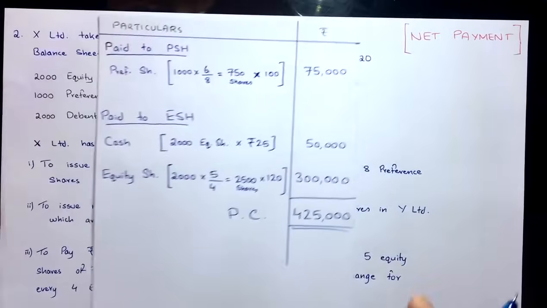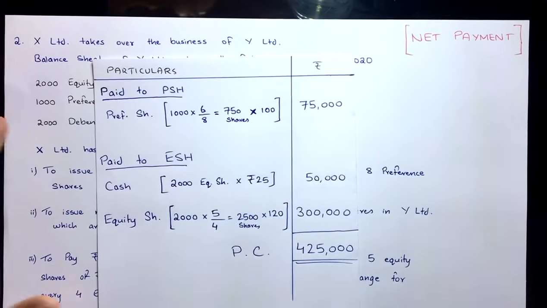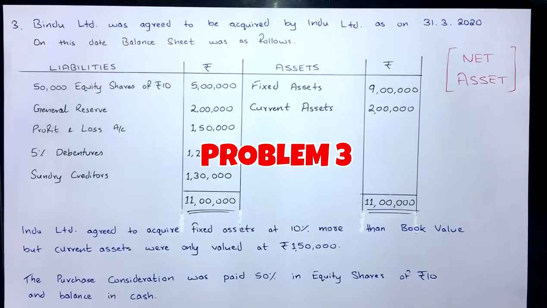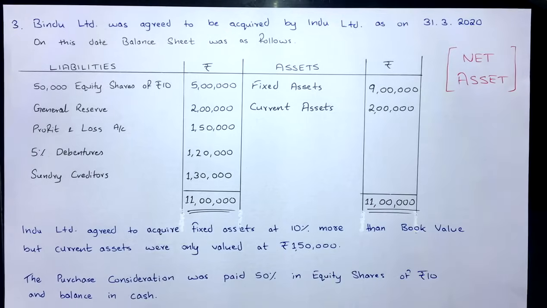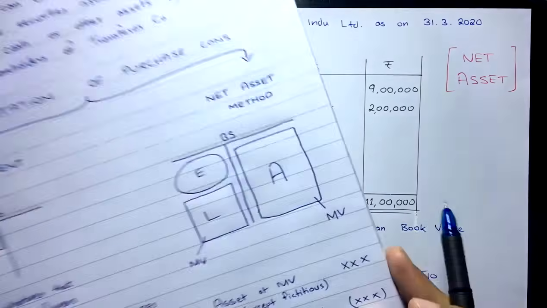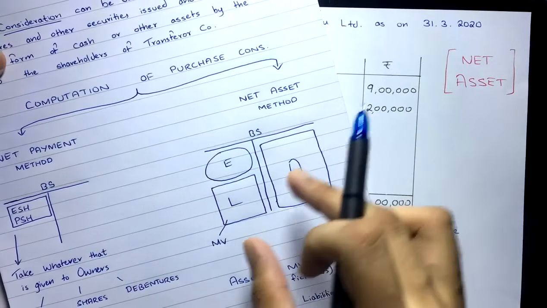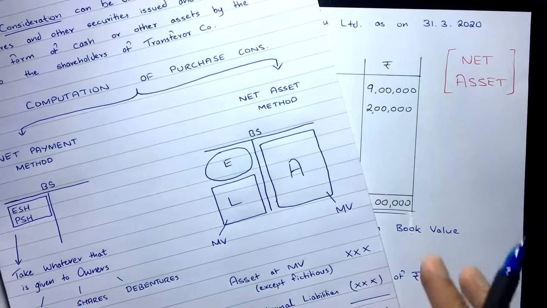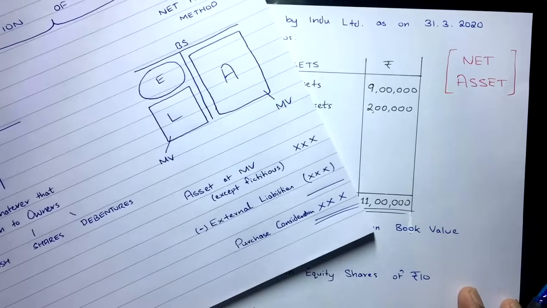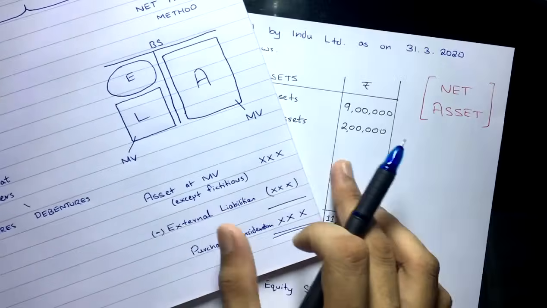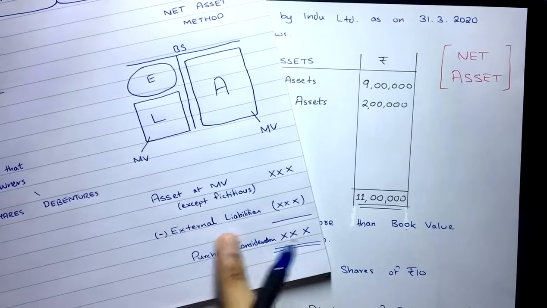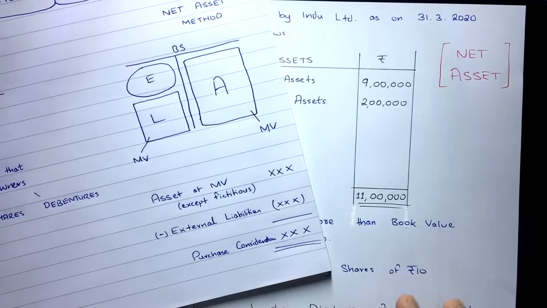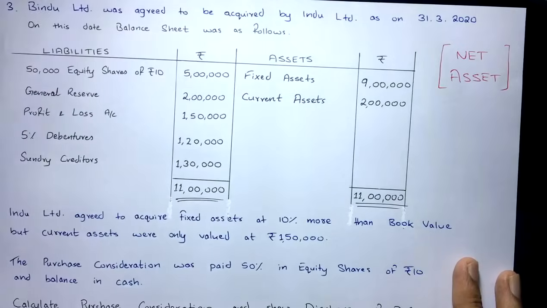Okay, simple, right? So now we have to see the net asset method. Now here we have the third problem of purchase consideration. So you know what the net asset method is? You take assets at market value and you deduct the liabilities at the agreed or market value, whatever is available. You don't take fictitious assets, and you deduct only external liabilities and you will get the purchase consideration. That is the net asset method, right?